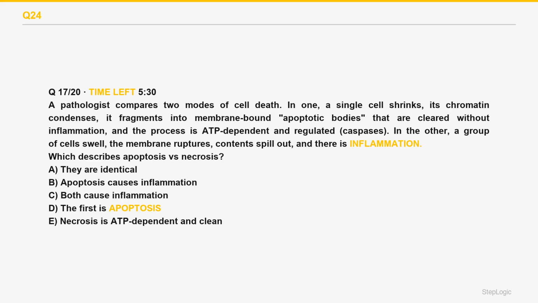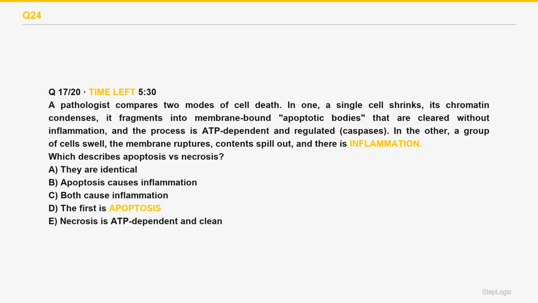Which describes apoptosis versus necrosis? A pathologist compares two modes of cell death. In one, a single cell shrinks, its chromatin condenses, it fragments into membrane-bound apoptotic bodies that are cleared without inflammation, and the process is ATP-dependent and regulated by caspases. In the other, a group of cells swell, the membrane ruptures, contents spill out, and there is inflammation.